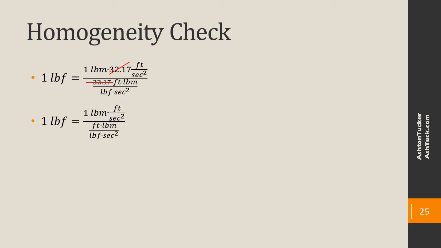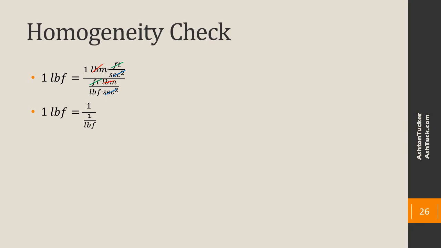The pounds mass will cancel since there's one in the numerator and one in the denominator, as well as the feet and the second squared, though that one's not quite as obvious, but it does work. This leaves us with 1 pound force equals 1 over 1 pound force, which if we multiply the numerator and the denominator both by 1 pound force, we get 1 pound force equals 1 pound force. This is definitely homogeneous and equal, which is what we wanted to show. Wow, that was a whole lot of work just to avoid saying the word slug.